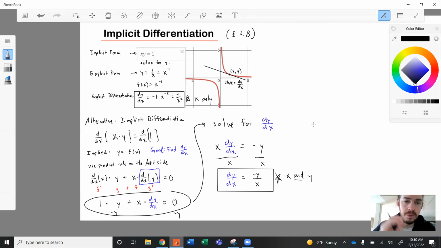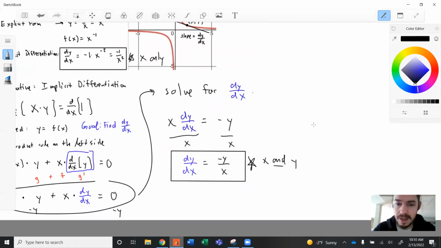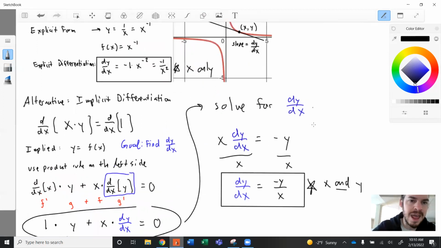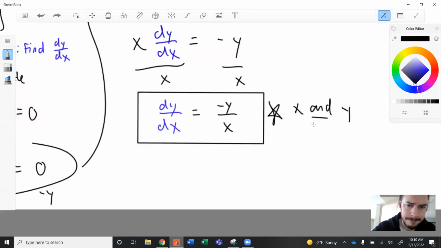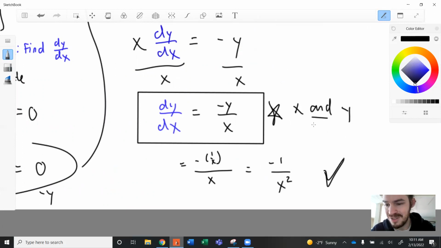Okay, so the power of implicit differentiation is that it lets you differentiate without having to solve for y first, which can be really useful. The downside is that the result involves a function of x and y, which is maybe not ideal, but that's okay. In this case, we can actually replace the y with 1 over x, and you will see that a little bit of algebra simplifies this to negative 1 over x squared, and it is in fact the same as the previous answer.